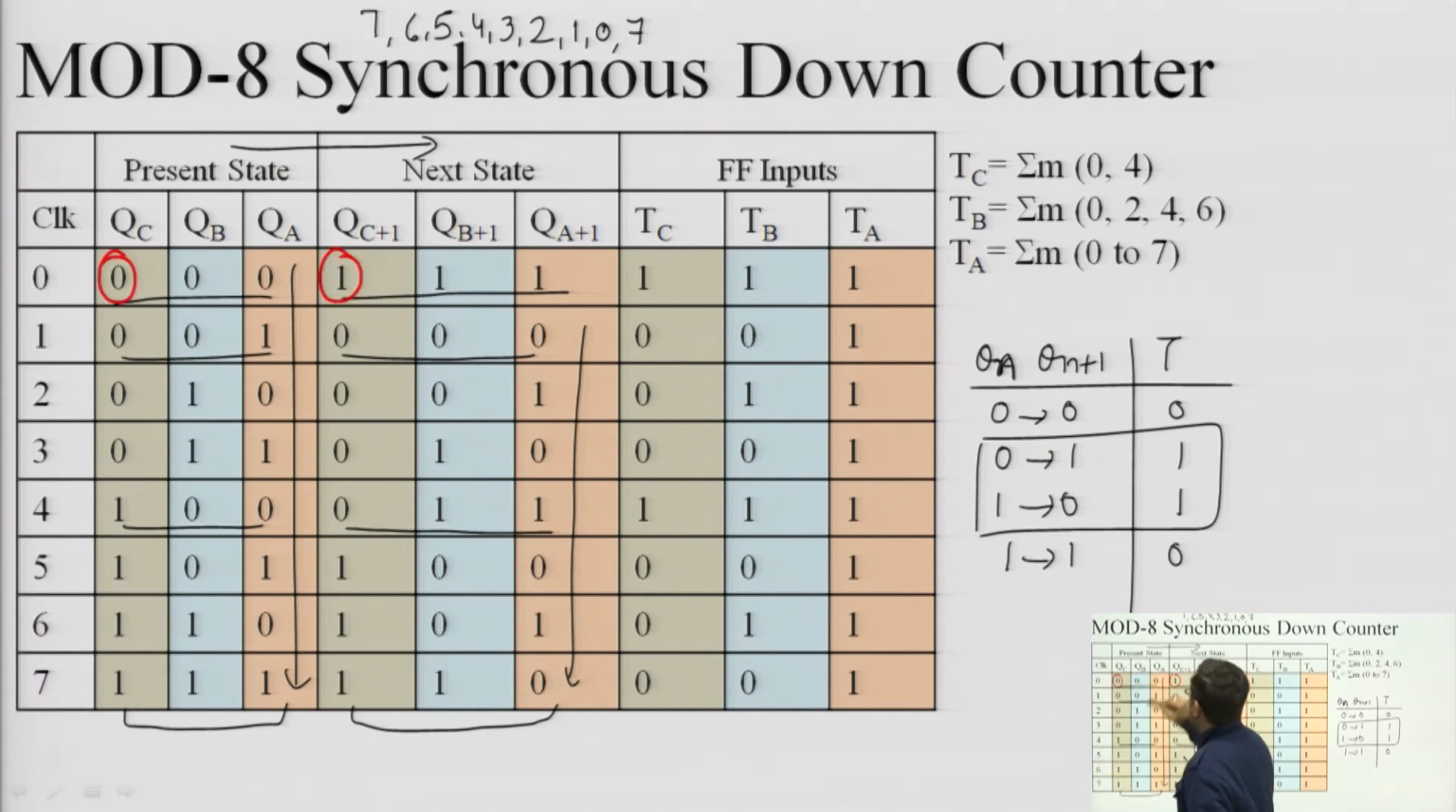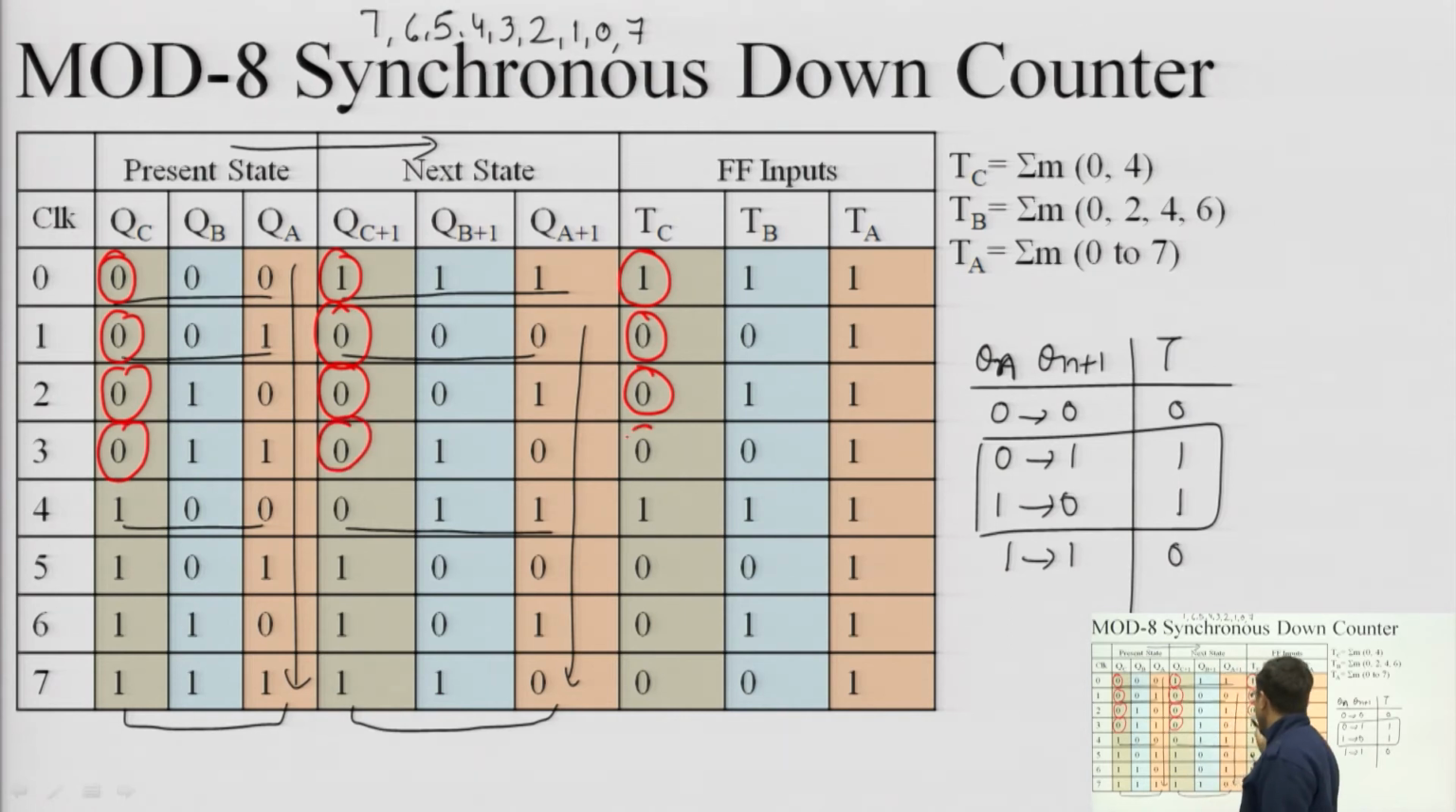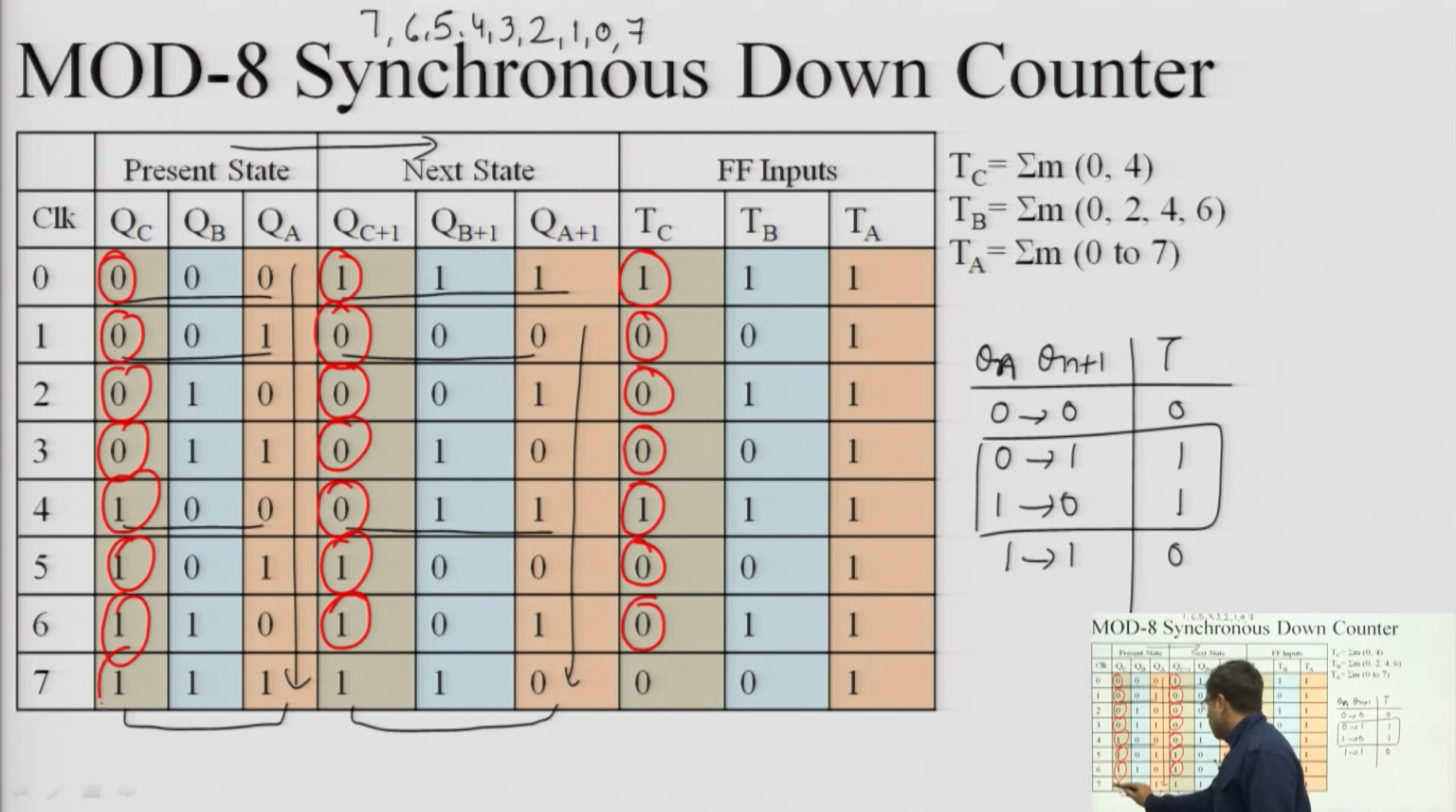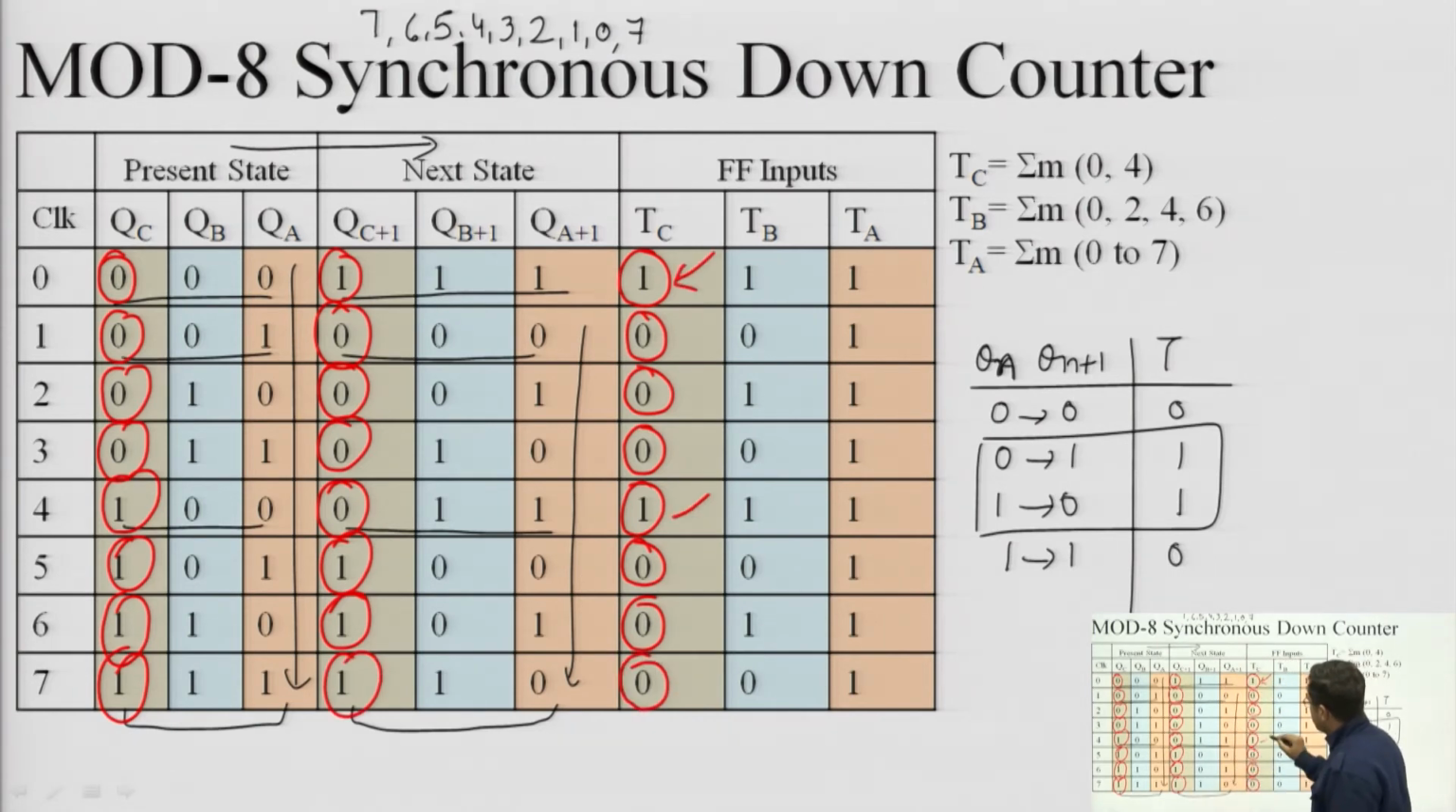Now, again we can check this. Where the output is changing, that means T C must be equal to 1; where there is no change, it is 0. So these are the two high terms, which correspond to 0 and 4. These are mentioned here: T C is equal to summation of 0, 4.